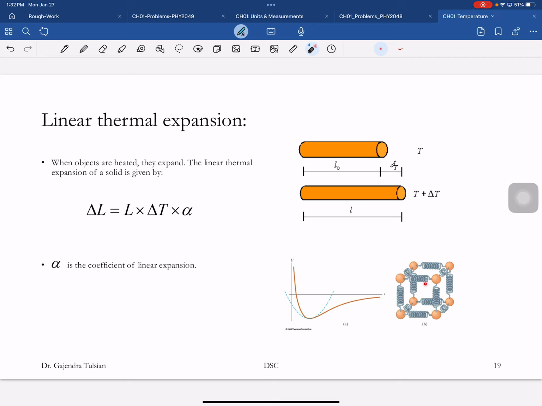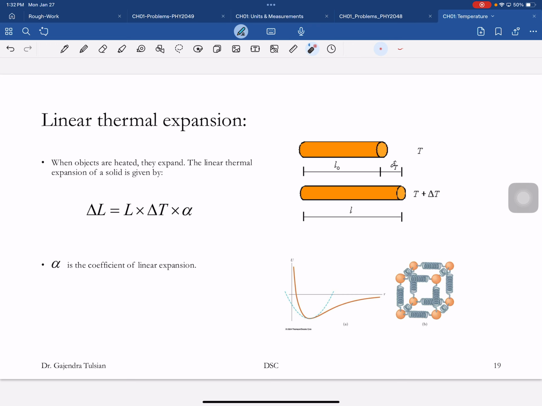So the interatomic distance increases, and since every molecule is further away, the total length of the object increases. As engineers, we want to know how much the length will increase. So this tells you the increase in length is equal to the original length times the rise in temperature times a number that's dependent on the material. Alpha is the linear thermal expansion coefficient.